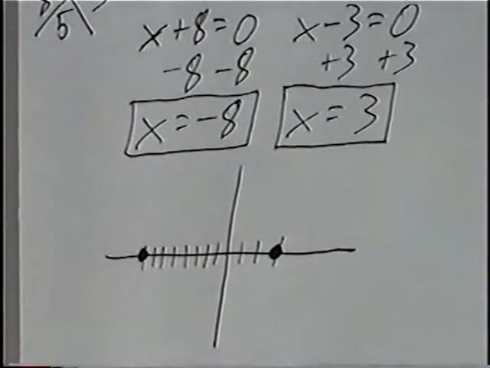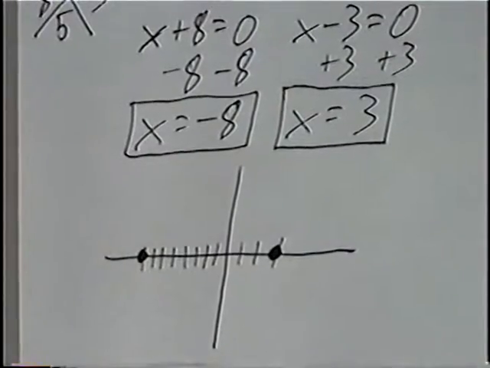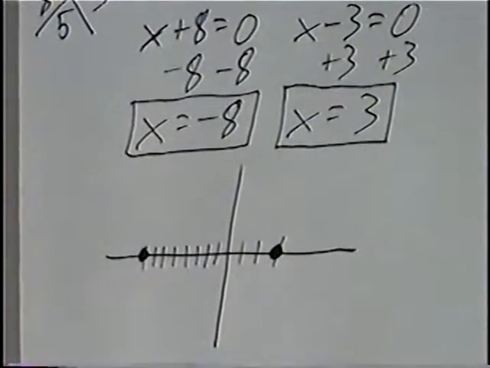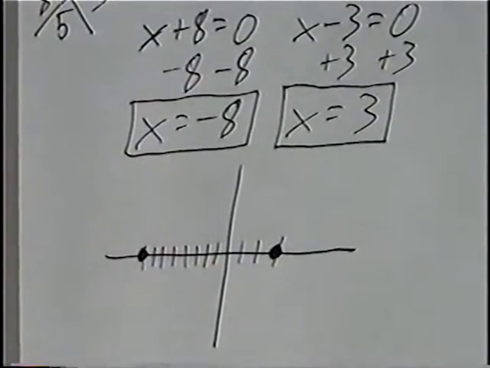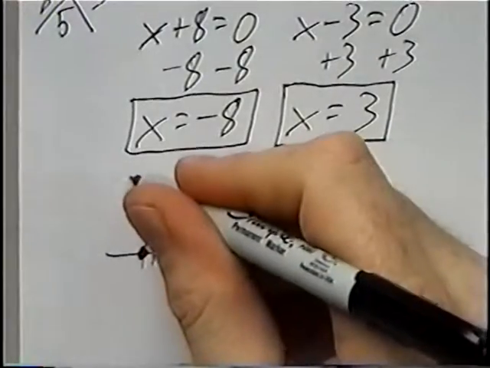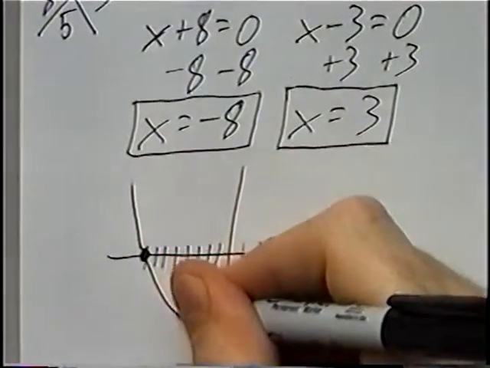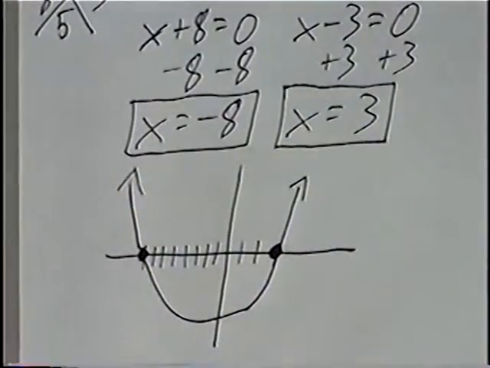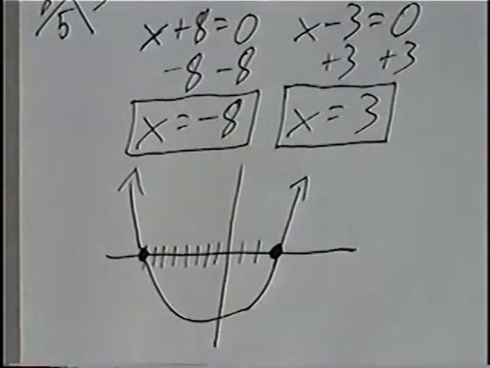Since this is a quadratic equation, we know the graph has to be a parabola shape. We have two solutions to the graph. The graph is also positive x squared. Since we have a positive x squared, the parabola must pass through both points, and the parabola must open up. And that would be the graph for the formula.